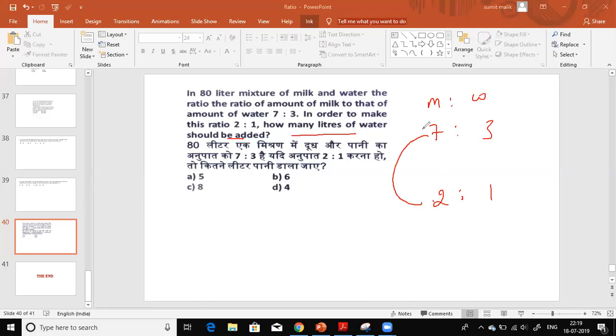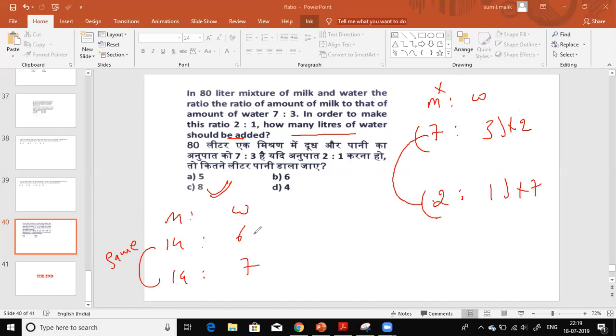So multiply this with 2 and this with 7. Then only the milk part will be the same. Now it will become 14:6 and 14:7. Okay, now this is your final ratio. Forget about this one. This is your final ratio. So milk is the same.